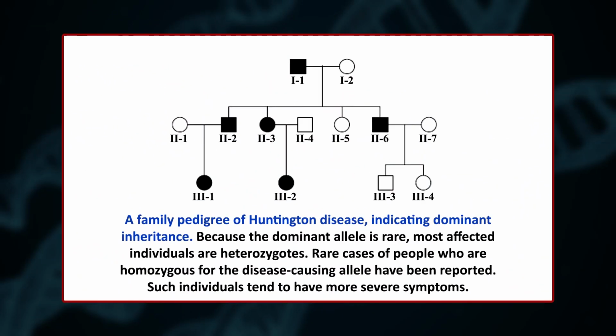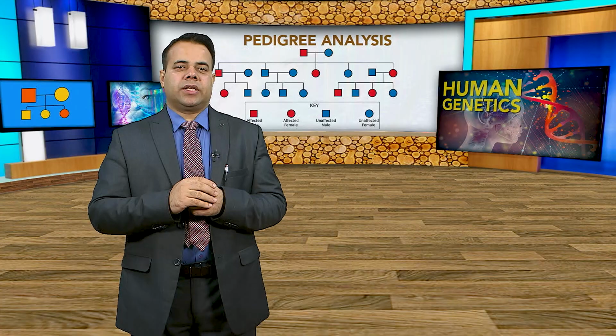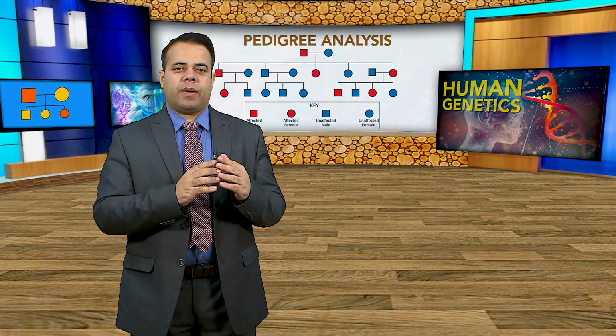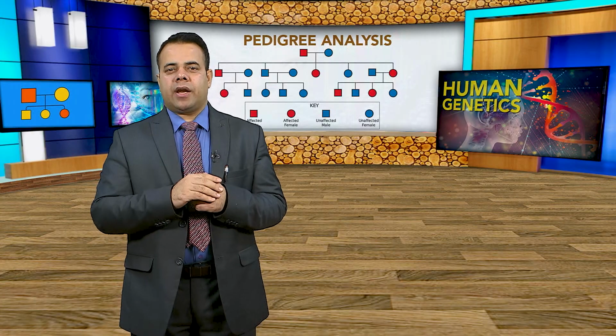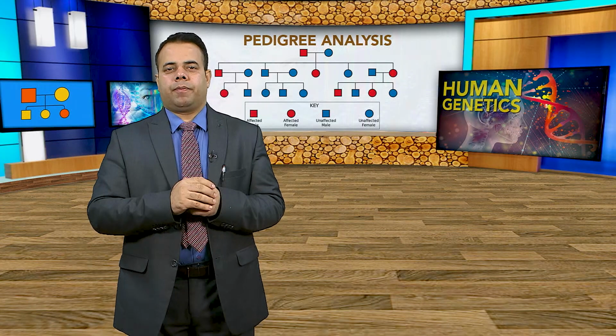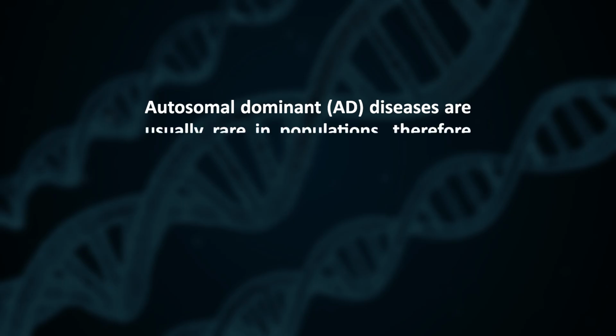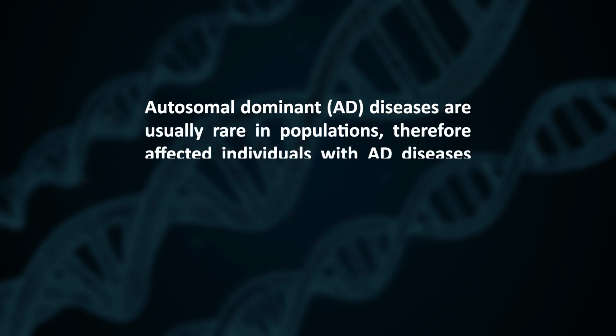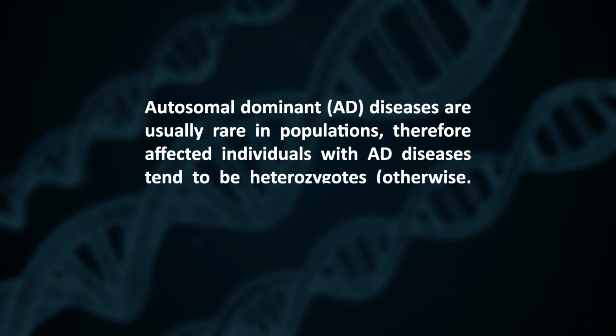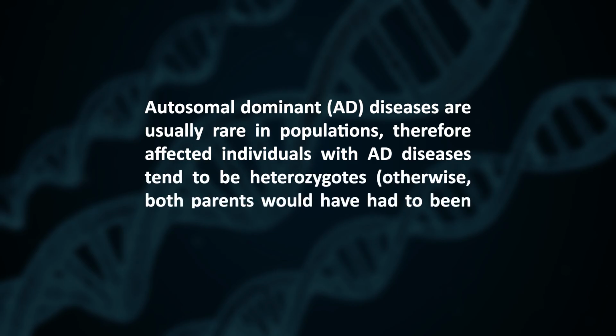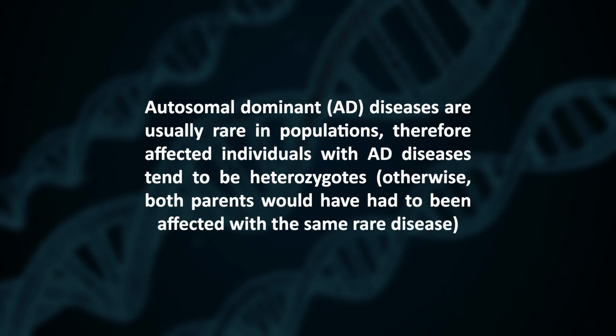It's also possible for an affected individual with an autosomal dominant disease to have a family without any affected children if the affected parent is a heterozygote. This is particularly true in small families where the probability of every child inheriting the normal rather than the disease allele is not extremely small. Autosomal dominant diseases are usually rare in populations, therefore, affected individuals tend to be heterozygotes. Otherwise, both parents would have had to be affected with the same rare disease.